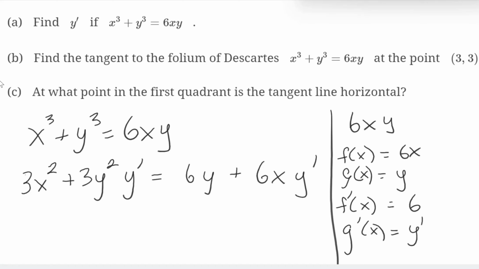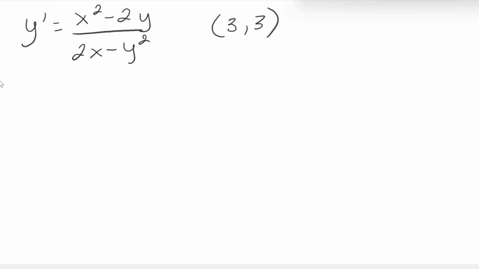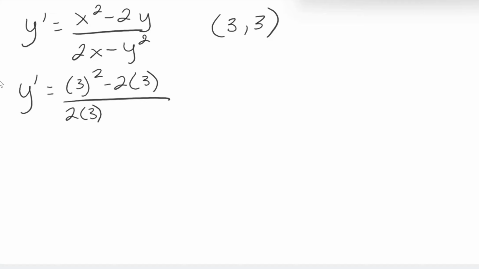You're going to do the tangent line the exact same way we did everything else. We have the derivative, you plug the values in, you find the slope, and then we write our equation. So we've got y prime equals x squared minus 2y over 2x minus y squared. And my point was 3, 3. So we're going to plug in 3 and 3 for both of them. So y prime equals 3 squared minus 2 times 3 over 2 times 3 minus 3 squared. We get 9 minus 6, which is 3, over 6 minus 9, which is negative 3. So you get negative 1 as my slope.